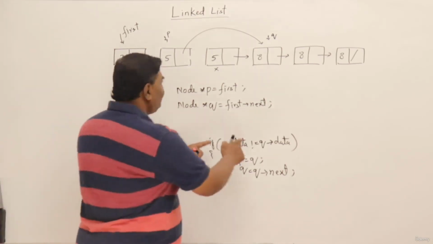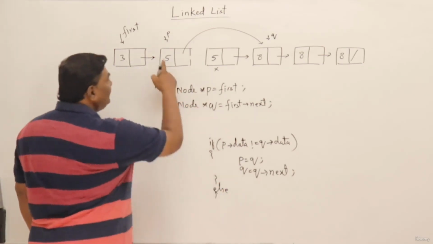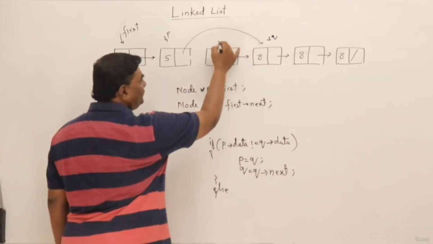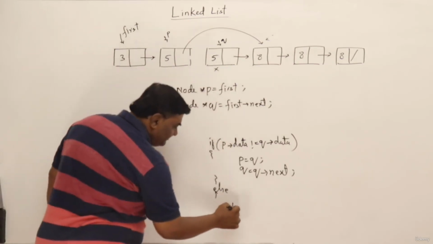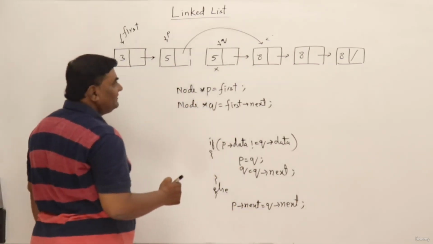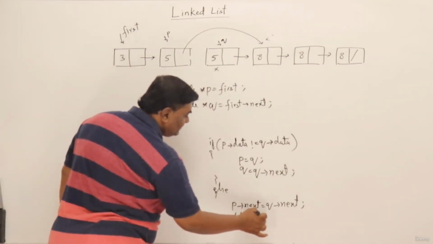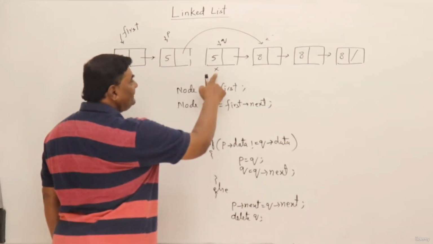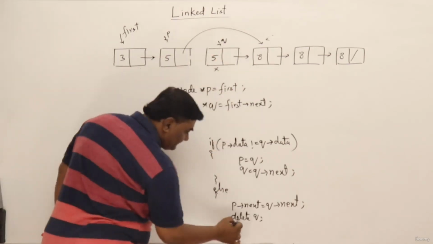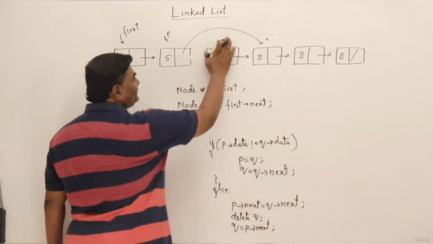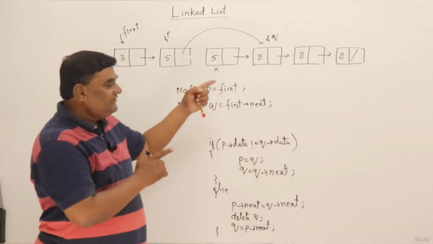If the data is equal, then what are the steps we have done? In the else part, I will write it down. P's next should be Q's next. Remember Q was here, right? So P's next should be Q's next. Then delete this node where Q is pointing. Delete Q, this node will be deleted. Then move Q to the next node of P. So Q will be pointing here. So I have written the program code up to what we have learned.